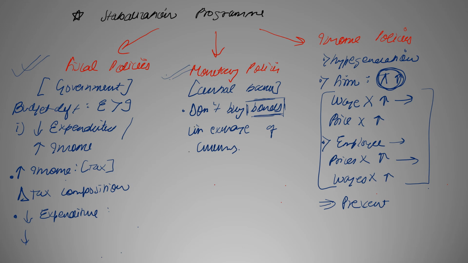Now, another thing that you need to know is any stabilization program that involves income policies is called heterodox, and those who do not include income policies are called orthodox.